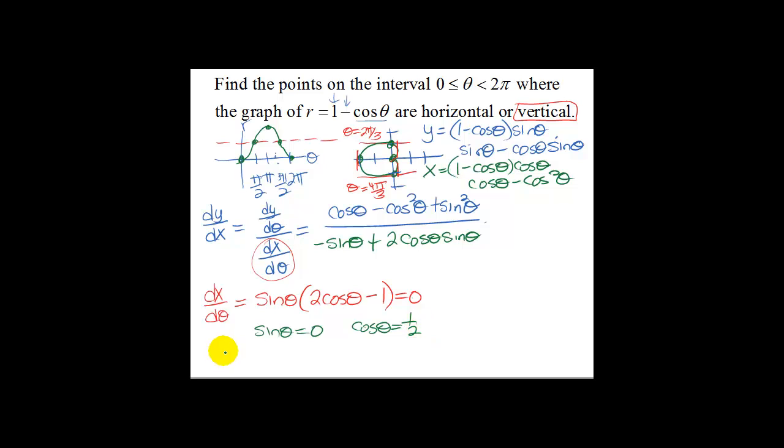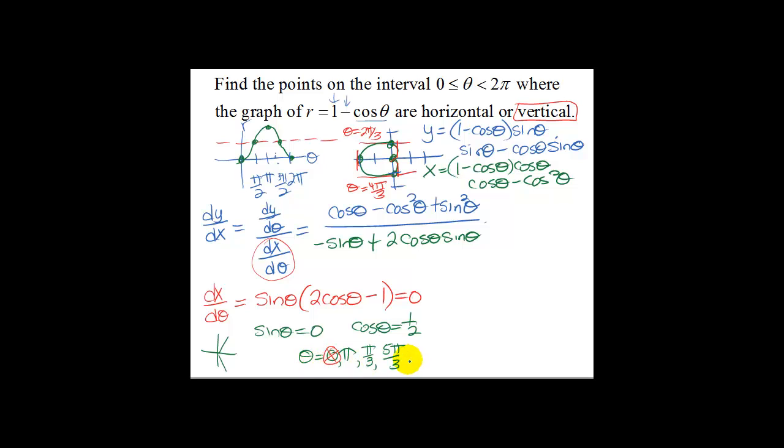Sine theta equals 0 would be when theta was 0 or pi. And we know that the 0 was an indeterminate, so we're not going to use that one at the moment, and we'll deal with that in a minute. And then when is the cosine 1/2? We know that's the x value, so that's right here and here. And so that's going to be at pi thirds and at 5 pi thirds.